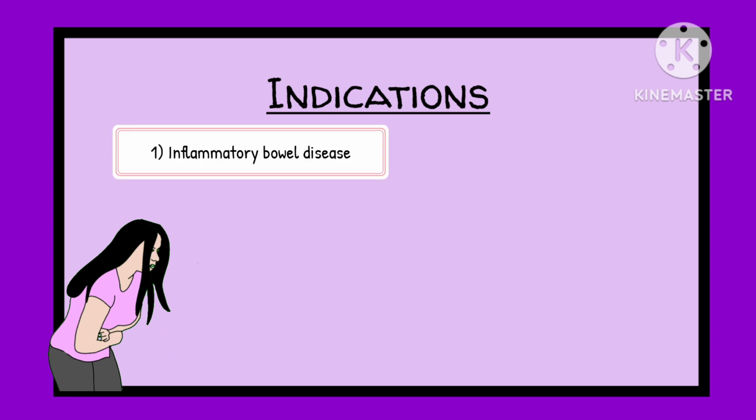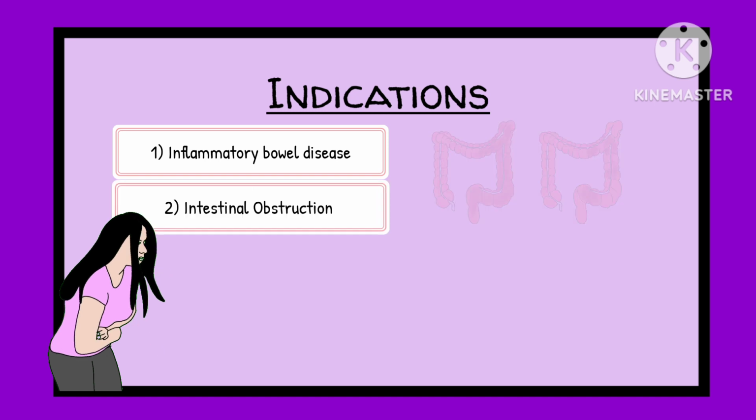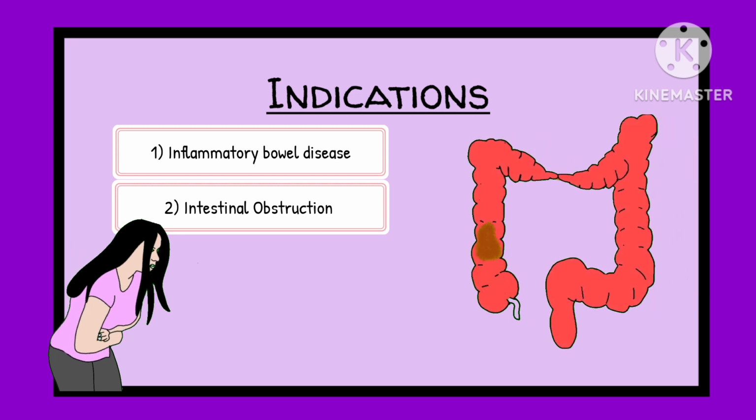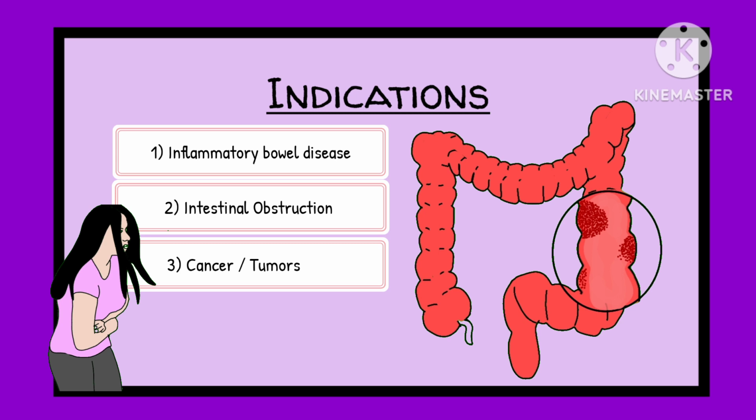First, inflammatory bowel disease, a disease where the large intestine is inflamed without any specific reasons. Second, obstruction of the intestine. Here, the patient may not be able to pass stool properly. It may be caused due to a variety of problems requiring a variety of treatment. Third, cancer or tumors of the large intestine.